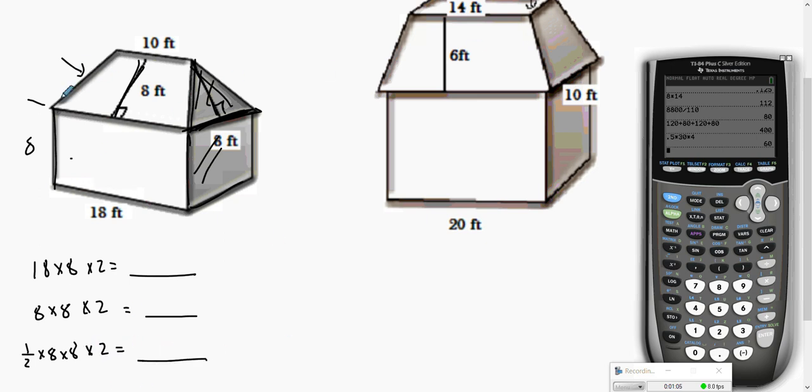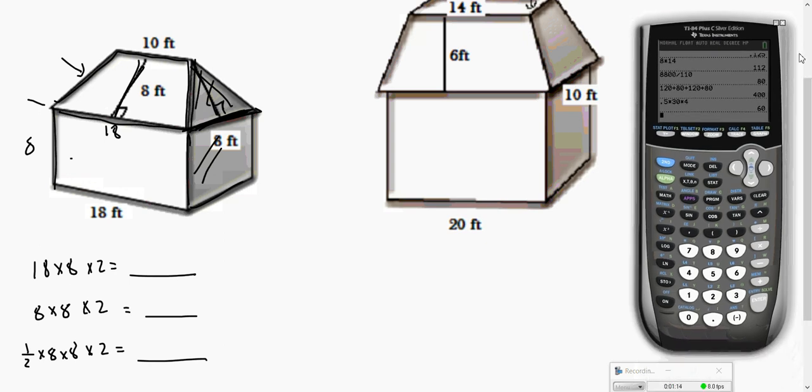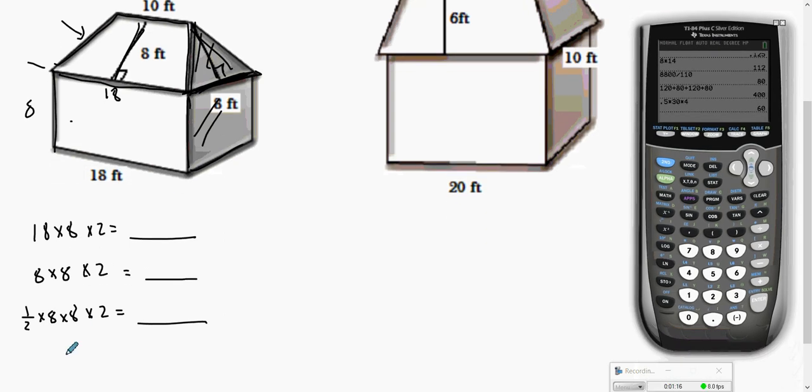And then finally, this trapezoid right here. Okay, this is 18 because that's what that is. 10. Scroll down just a little bit. Oop, move my calculator. Okay, so area of a trapezoid is 1/2 base 1 plus base 2 times the height of 8. And there are two of these trapezoids, one on this side, one on that side. So whatever I get there times 2 would be that.